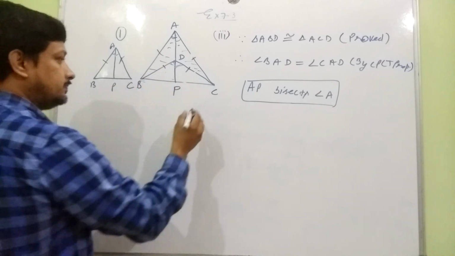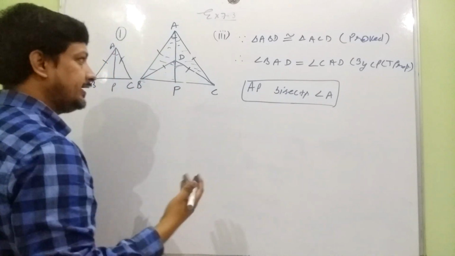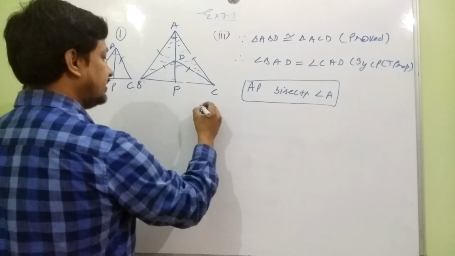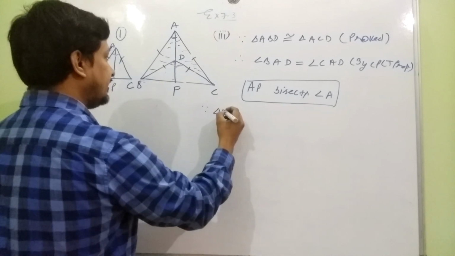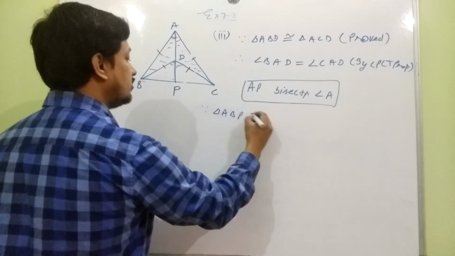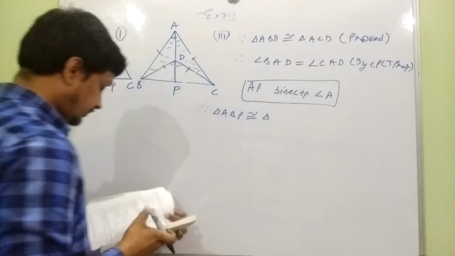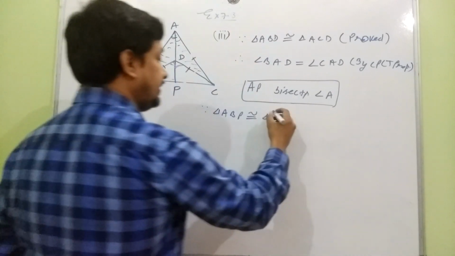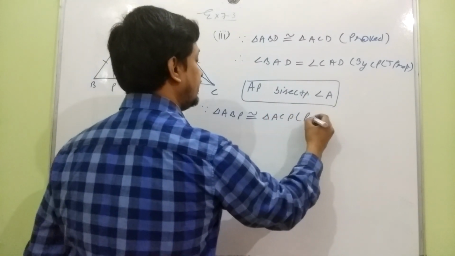Okay, so let us first arrange. So we can say, since triangle ABP is congruent to triangle ACP, this we have proved.